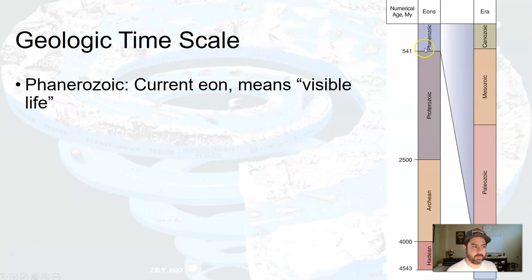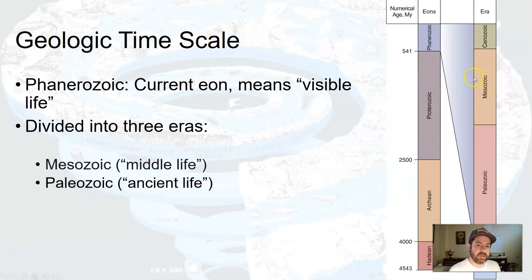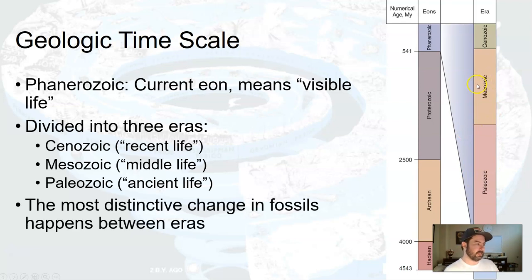So we have things that we can actually see, not just little single-celled organisms. So we can break it down into the Paleozoic era, which means ancient life, Mesozoic era, middle life, and Cenozoic, which means recent life. We can look at these three big chunks because the most distinctive changes in fossils, and we'll touch more on this next unit or the unit after that, the biggest changes in the fossil record, helped us divide up the Phanerozoic eon into these different eras.